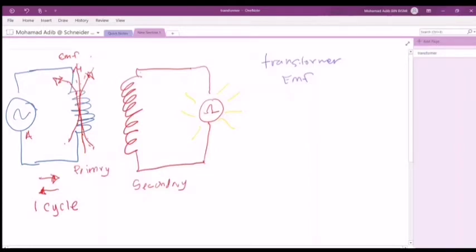Because of the characteristic of the AC current, it moves forward and backward in one cycle. So the magnetic flux also changes direction, backward and forward. Then the secondary coil is also linked, and the magnetic flux here also induces.